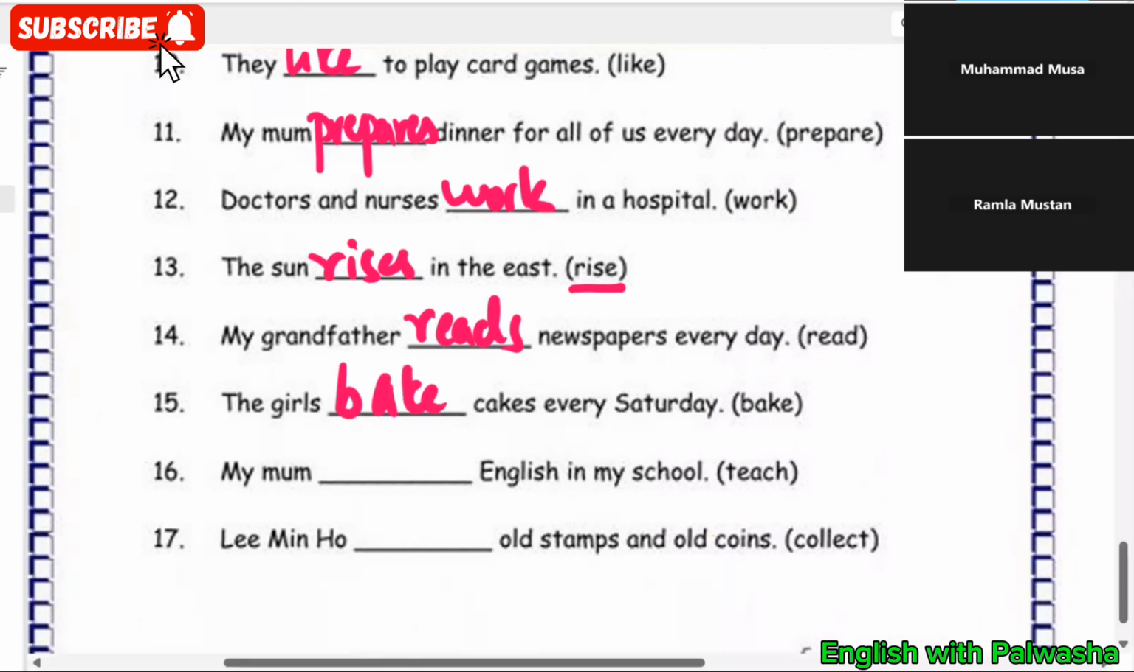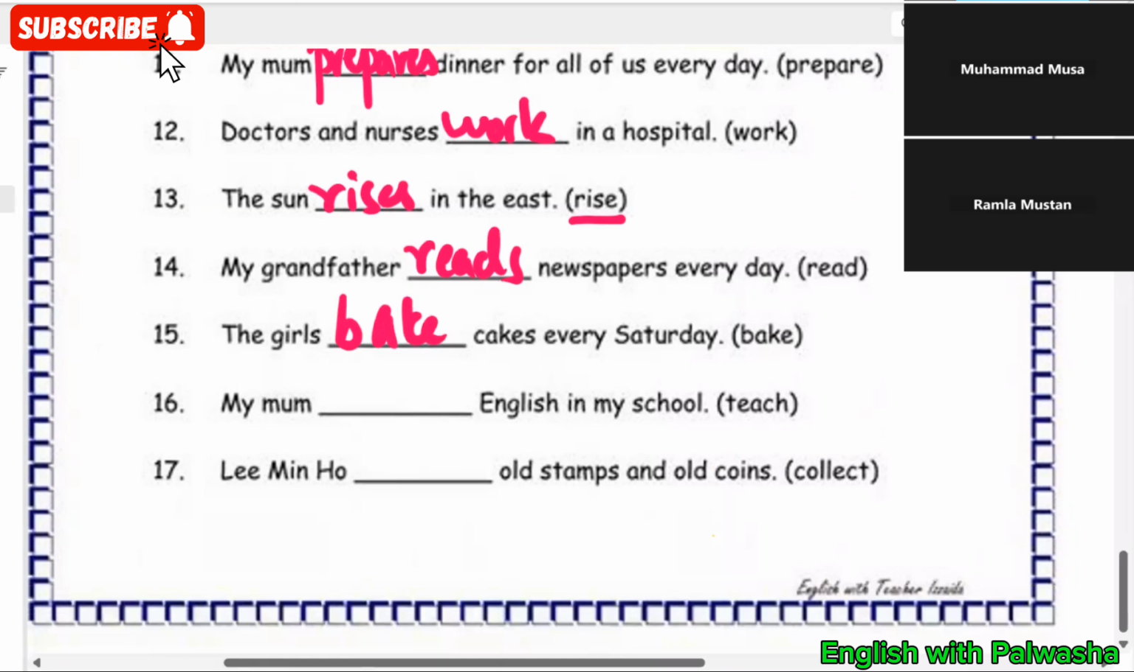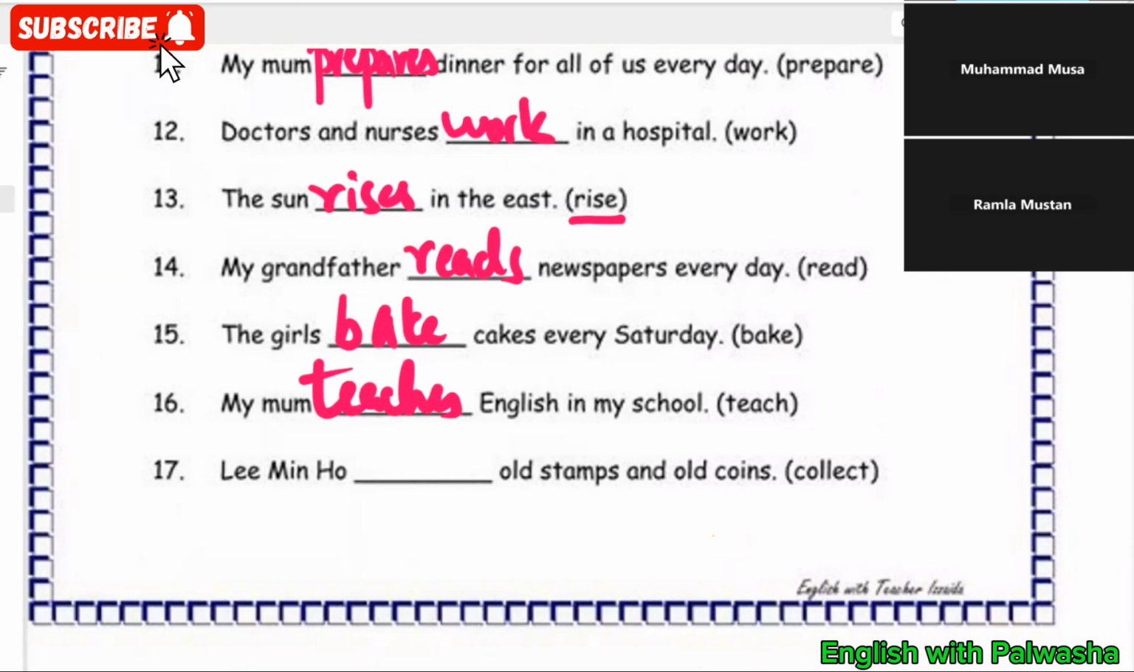All right. Okay, my mom teaches English in my school. My mom dash English in my school. Teaches English in my school. Very right. Okay, now Lehman Ho dash old stamps and old coins. Collects, collect. Very good. Very right. It's going to be collects, right?